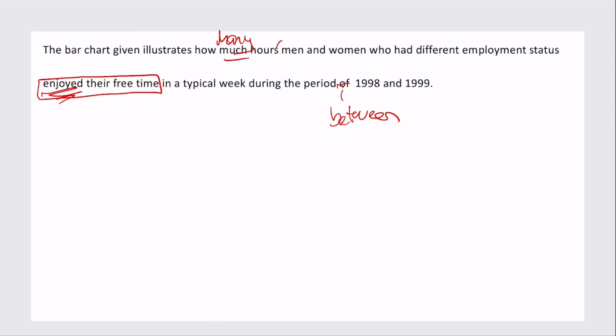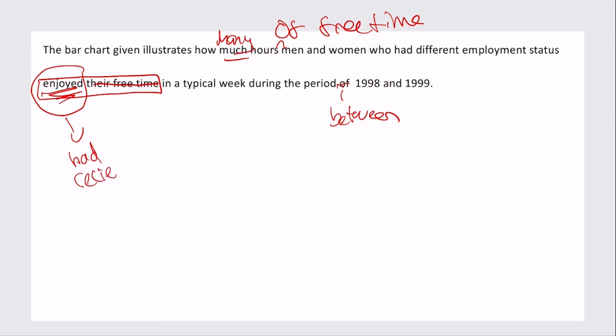How many hours of free time men and women who are different employment status enjoyed in a typical week. Okay, so in this context, enjoyed can mean happy, but enjoyed also can kind of mean like had or received. So I can say something like, oh, I enjoyed extra vacation days at my new job. So that's how it should be stated.